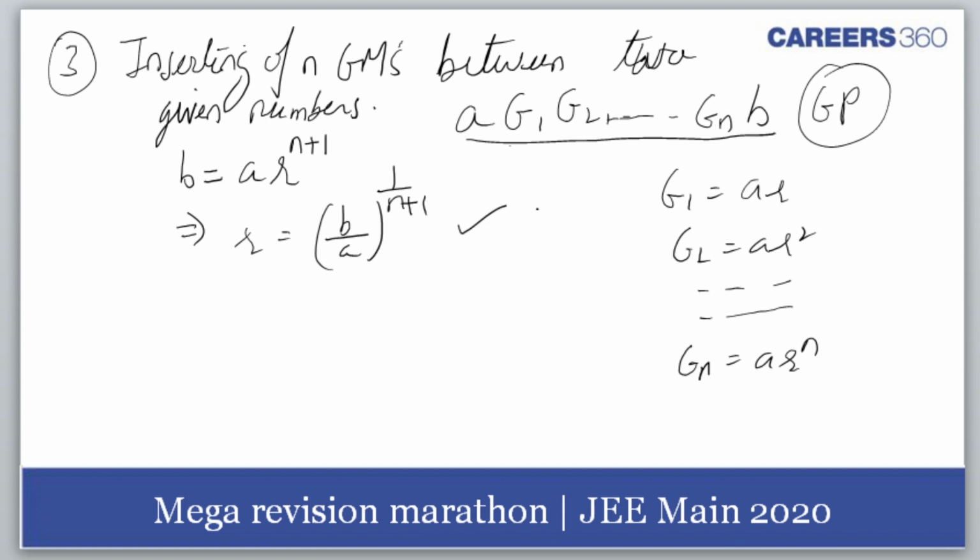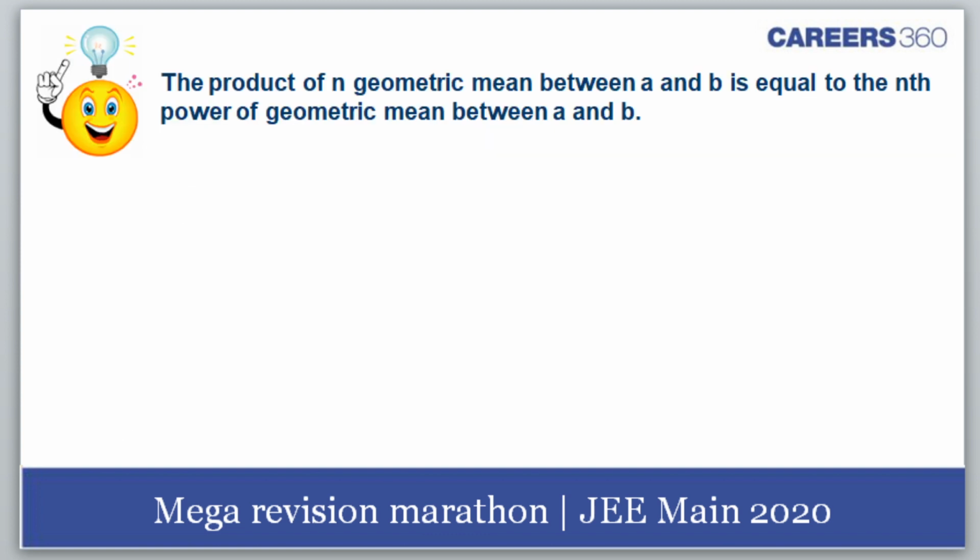Now, like in arithmetic mean, we have the sum of arithmetic means. In geometric mean, we have the product of all the geometric means. Let's see what the product of all geometric means is. I'm interested in finding G1, G2, G3 and so on till Gn. What is this product equal to?